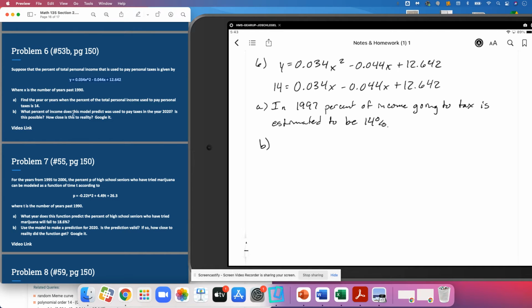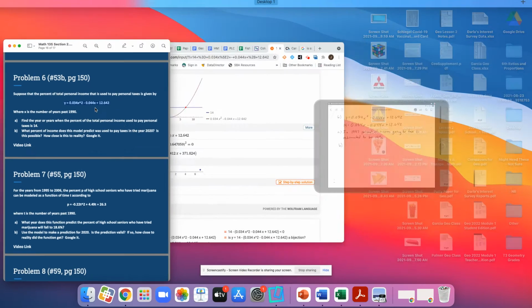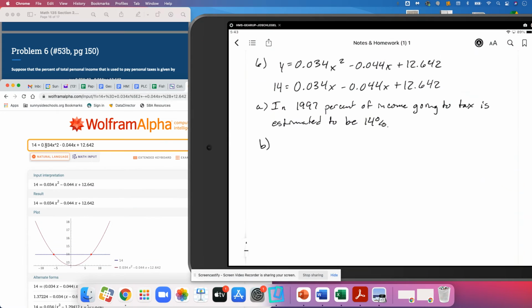Part B. Let's take a look, everyone, and see the percent of income. What percent of income does this predict was used to pay taxes in the year 2020? And is this possible, and how close is it to reality? So 2020 would have been 30 years past 1990. So we go back to our model.